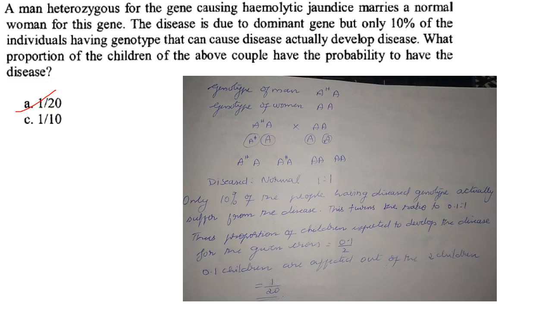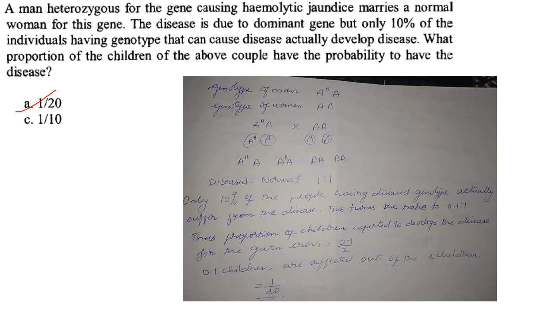Then, a man heterozygous for the gene causing hemolytic jaundice marries a normal woman for this gene. The disease is due to a dominant gene, but only 10% of the individuals having the genotype that can cause disease actually develop disease. What proportion of the children of the above couple have the probability to have the disease? I have not shown the options B and D because the answer doesn't come in them, and I have to put the photograph of this particular calculation also.